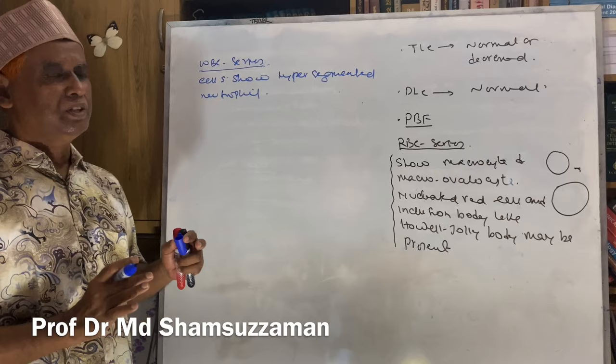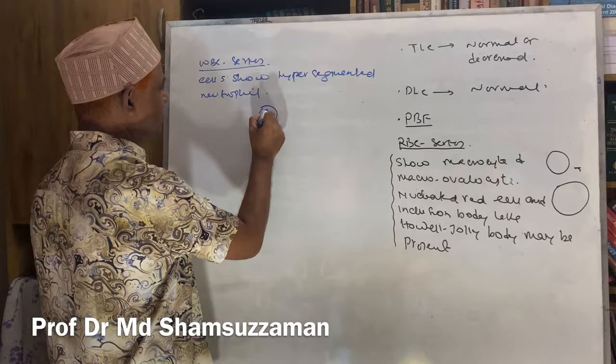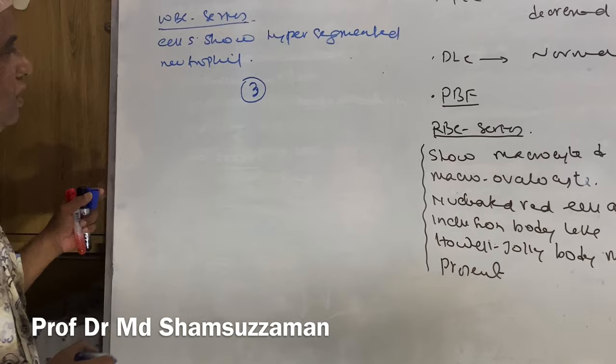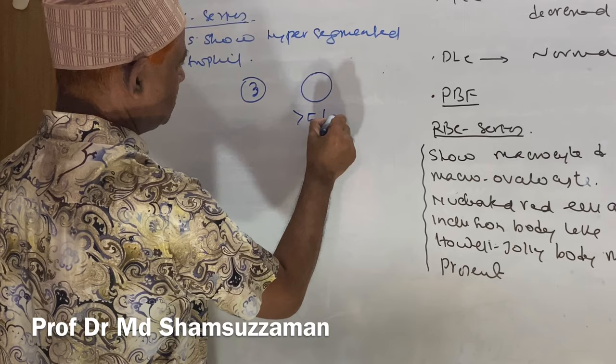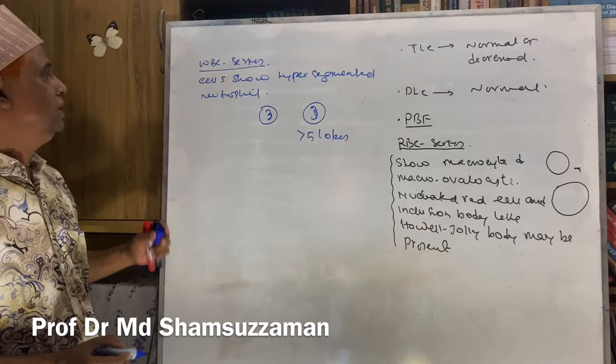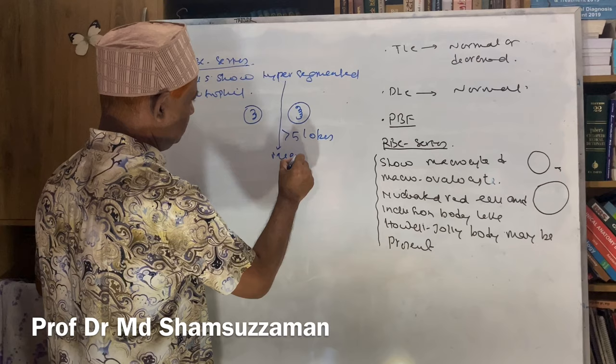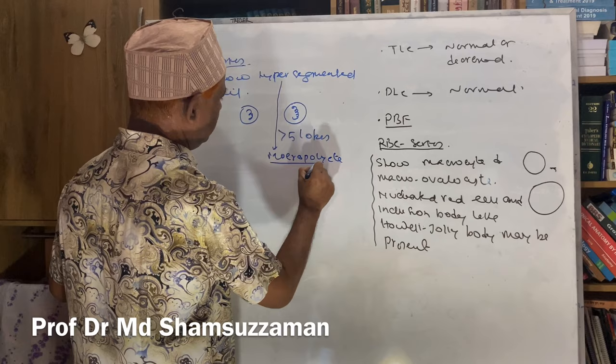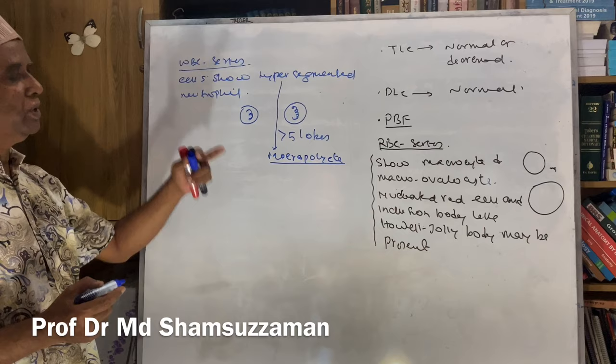What is this? Dear audience, if it is a neutrophil, we get two to three lobes. If a neutrophil contains more than five lobes, then it's called hypersegmented neutrophil. It is a characteristic feature of megaloblastic anemia in peripheral blood. This hypersegmented neutrophil is also called macropolycyte. So hypersegmented neutrophil or macropolycyte is a characteristic feature of the WBC series in peripheral blood of megaloblastic anemia.